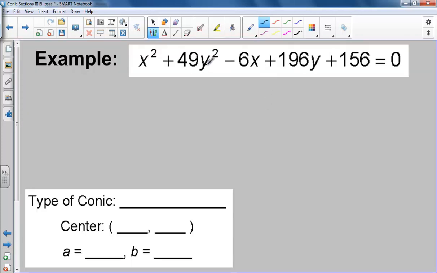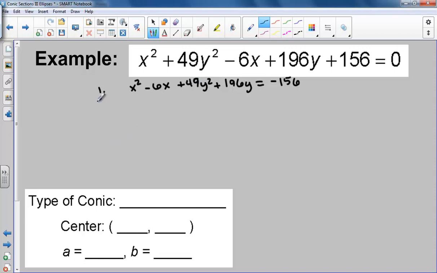So let's look at an example here. So step 1, we're going to group together things that go together. So I have x squared minus 6x. Now those were both already on the left side, so there shouldn't be any change in the signs. Plus 49y squared and 196y. And then our constant is going to move to the other side of the equal sign, which means it is changing sign. So we're going to start with this. So that was step 1.